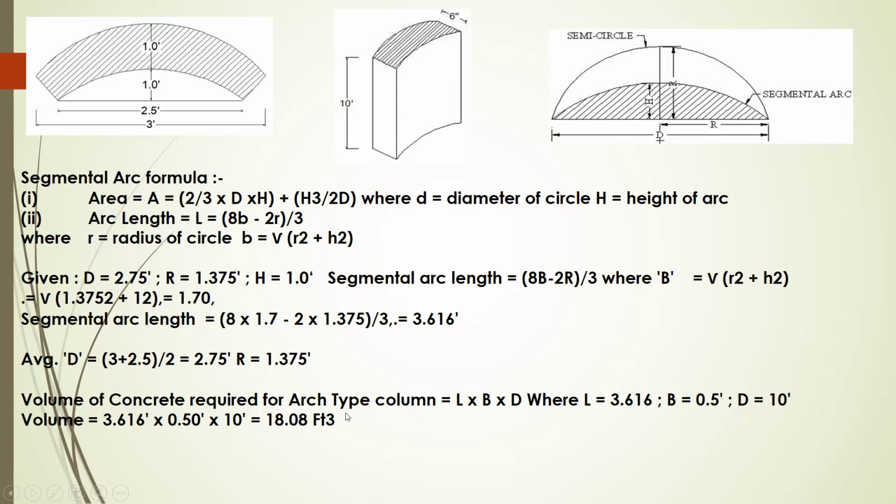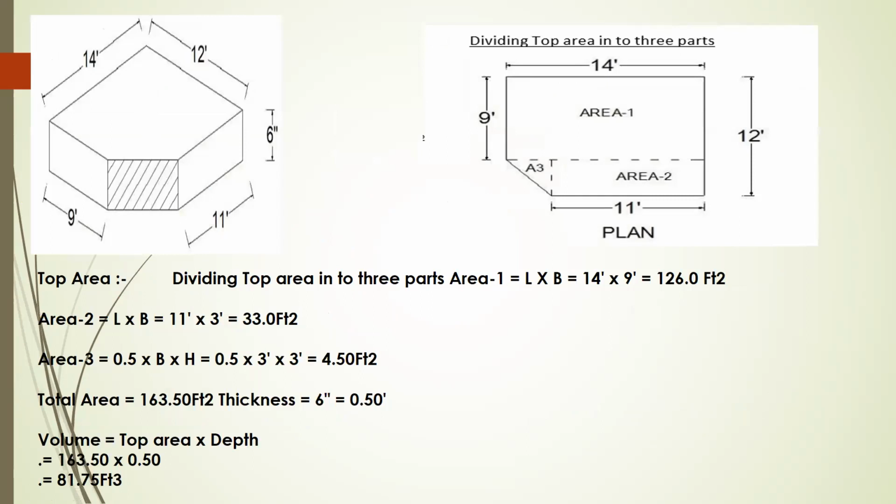Volume of concreting required for the arch column: length, breadth, depth, where L is equal to 3.616, breadth is equal to 0.5, depth is equal to 10. So volume will be 3.616 into 0.5 into 10, 18.08 cubic meter.